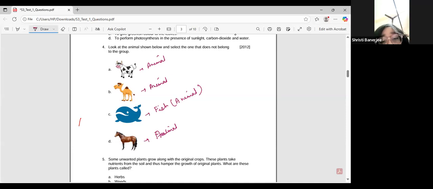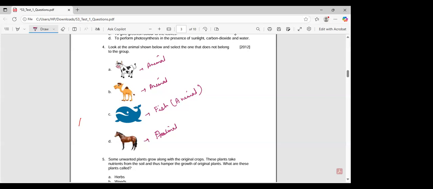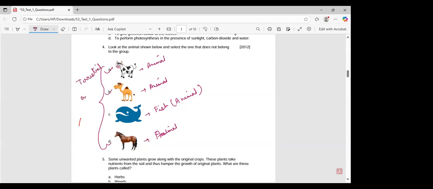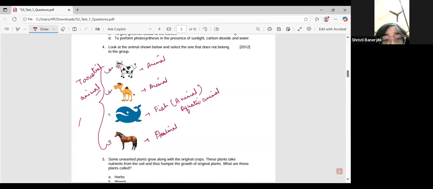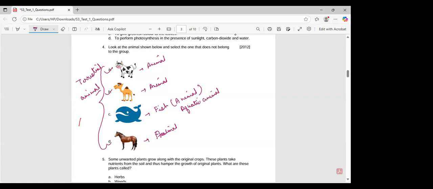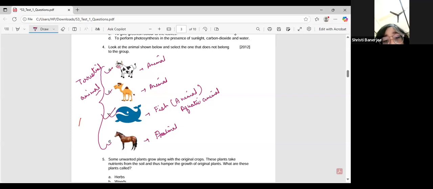Ma'am, the cow, the camel, and the horse live on the ground, and the dolphin or fish lives in the water. Yes, very good. So options A, B, and D, these three are animals known as terrestrial animals. You know what the meaning of terrestrial animal is? The animal which lives on land, right? Whereas fish is an aquatic animal. So which one would we go with? It is option C. Very good.